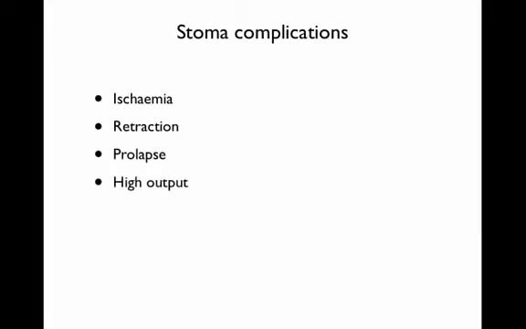Next is high output. Now this actually refers to a stoma whereby the output is higher than or above average. This particularly refers to post-operative ileostomies or colostomies whereby the output far exceeds the normal output, and this can lead to derangements in the volemic status of the person and also the electrolytes. Next is dermatitis. Now this is in specific relation to an ileostomy where the contents are irritative and can irritate the surrounding skin.